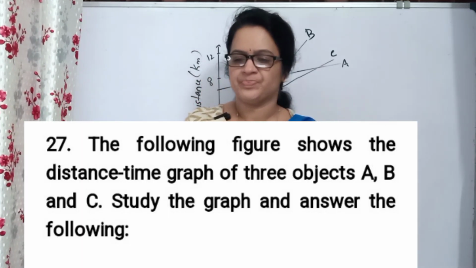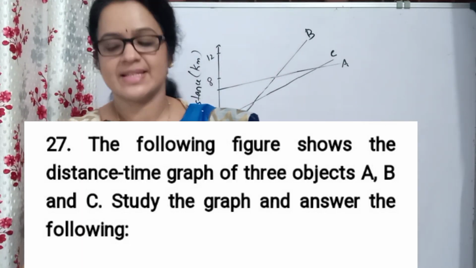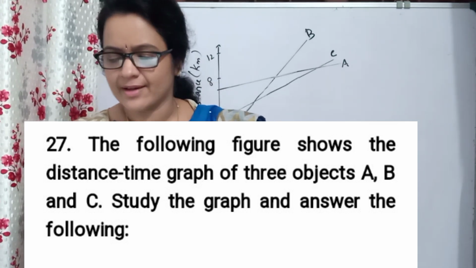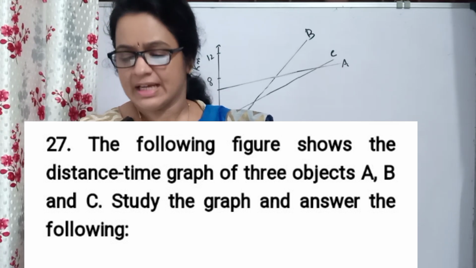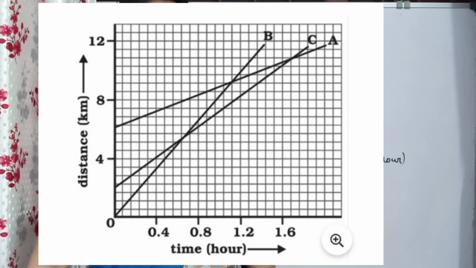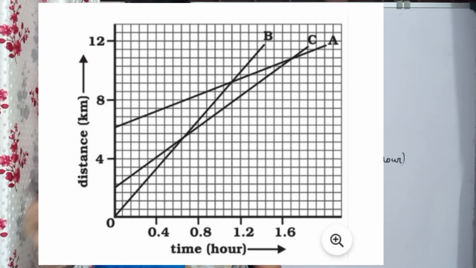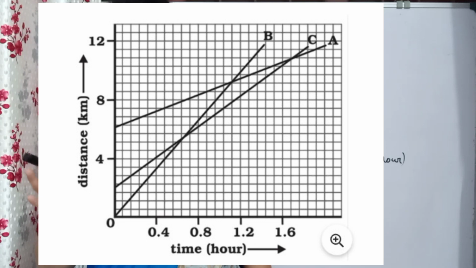The question is, the following figure shows the distance time graph of 3 objects A, B and C. Study the graph and answer the following. So here we have a graph. The distance is taken along the y-axis and time along the x-axis, and time is in hour and distance in kilometer. So here in the x-axis we can see the values, that is 0.4, 0.8, 1.2 and 1.6, and that is in hour. Okay, and in the y-axis we have the distance in kilometer, that means 4, 8 and 12 kilometers.